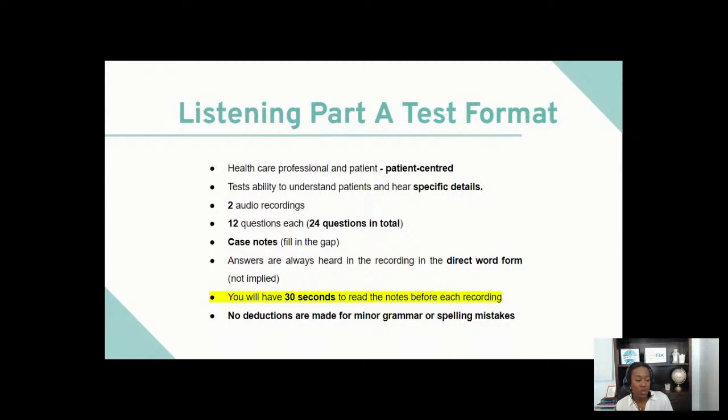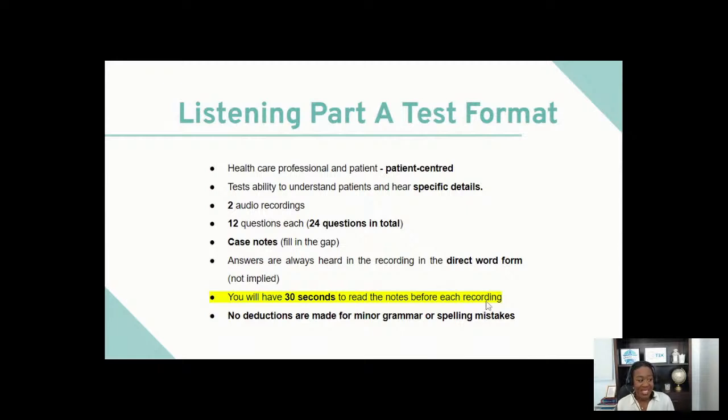There will be 2 audio recordings that you will be listening to. Each will have 12 questions. So you've got 24 questions to answer in total. The format is that you will essentially be filling in a set of case notes. And what you'll put in the gap will be exactly what you hear in the audio. So there'll be a word or a few words you'll hear, and those words will need to be directly put in the case notes. You won't need to transform the word form at all.